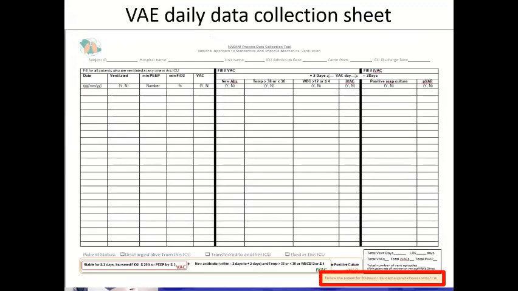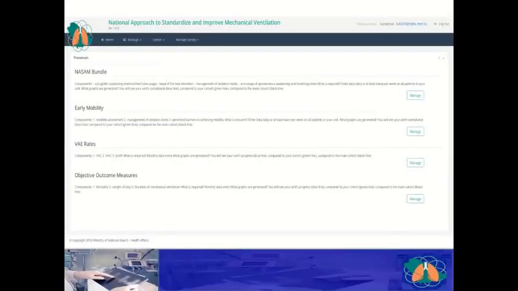Upon reviewing the data entry for the outcome measures, we found that the VAE data is already entered with some comments, and there is less compliance in terms of the outcome measures, which can be taken from the same data collection sheet. So the NASAM data collectors can acquire the same information from this form for these two areas, which are filling the VAE rates and the objective outcome measures.